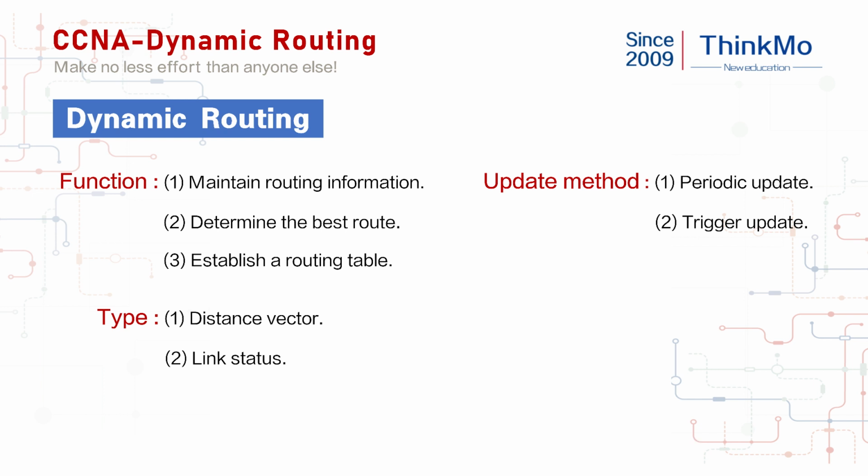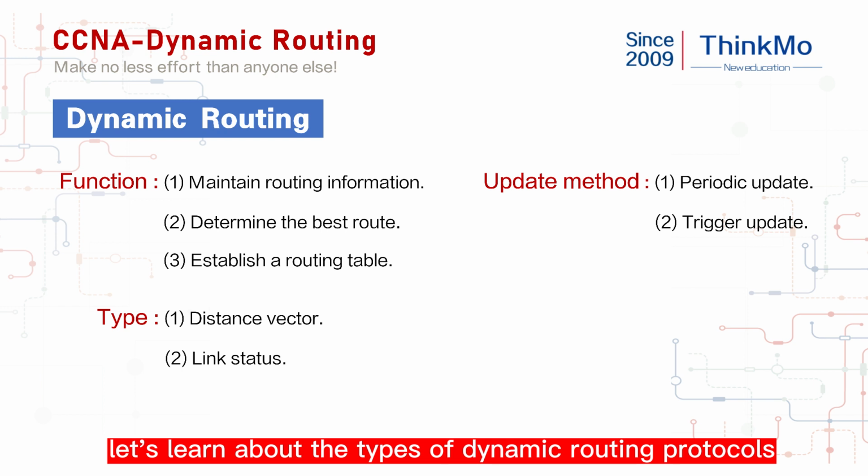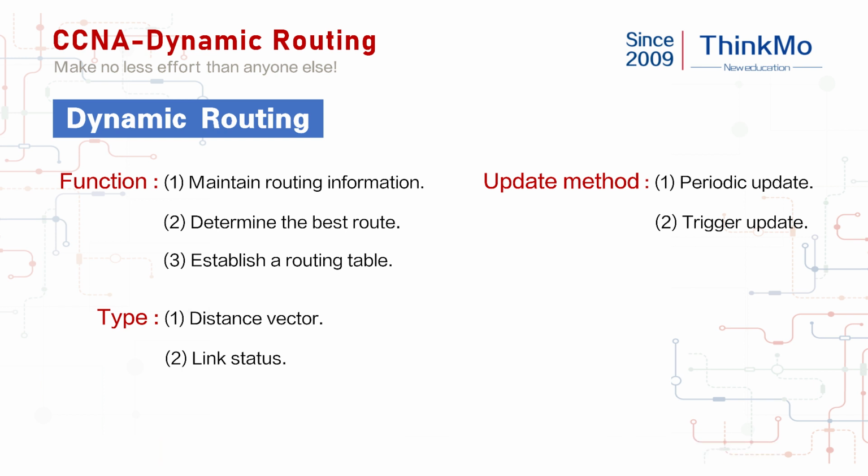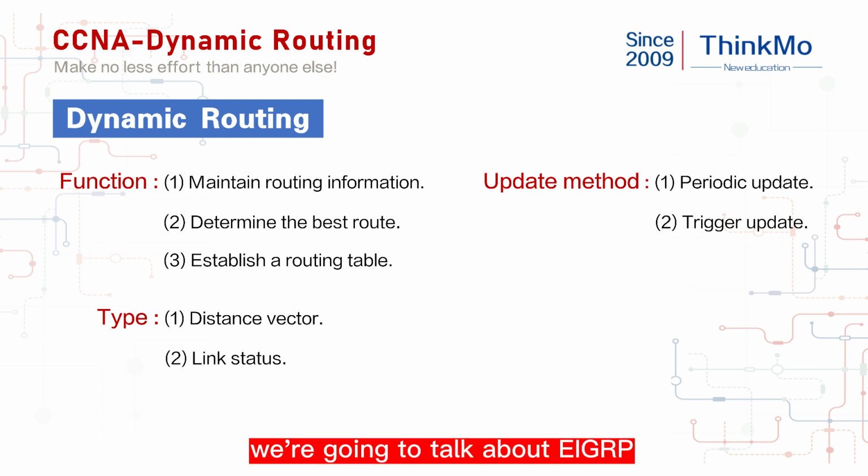Next, let's learn about the types of dynamic routing protocols. From the point of view of the algorithm, there are two: one is distance vector, and one is link state. We're going to talk about EIGRP. What kind of protocol is EIGRP? It belongs to the distance vector. It is updated in real time. It is a distance vector routing protocol.